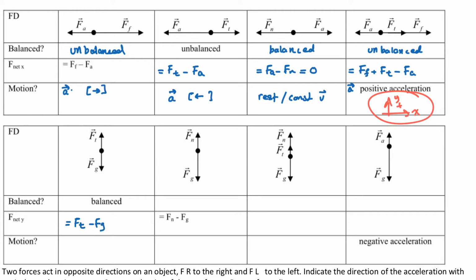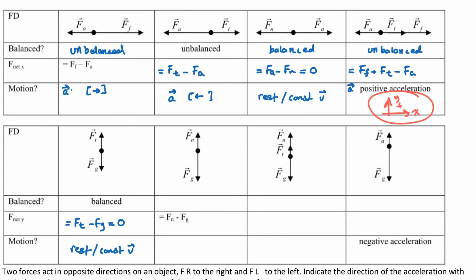And the motion here, since it's balanced, and these two are going to equal 0, if the net force is 0, that means that based on the first law of motion, the object is either at rest or at a constant velocity. For the next one, is it balanced?